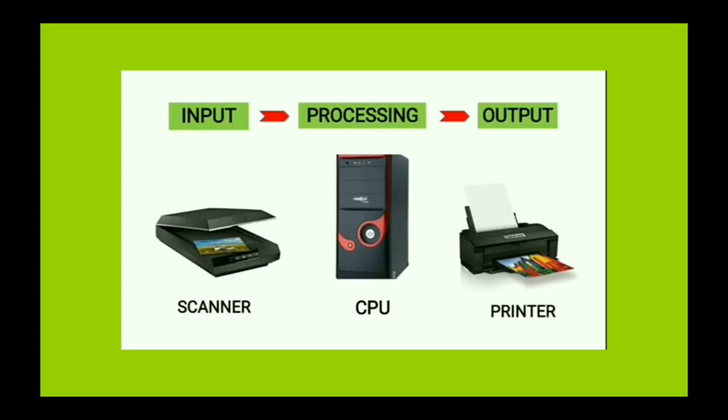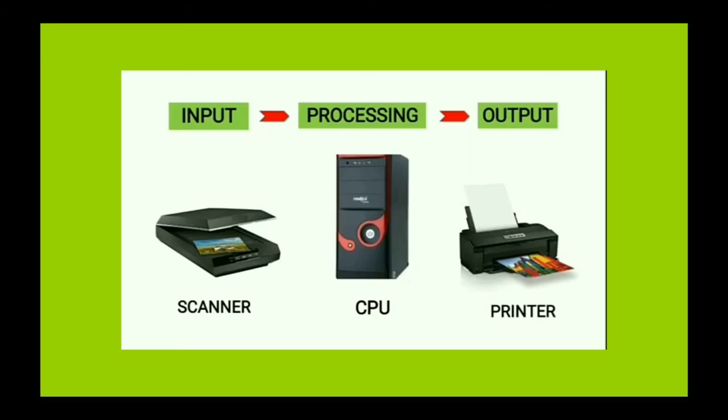Now children, as we have discussed how an input gets processed and we get the final result, that is output, let's understand this better with the help of another example. Here we have taken the example of an input and an output device: the scanner. Children, we know that the scanner is an input device. It is used to copy and send images to a computer.